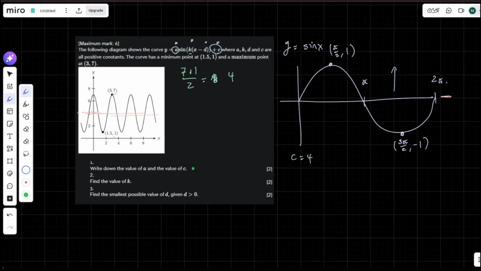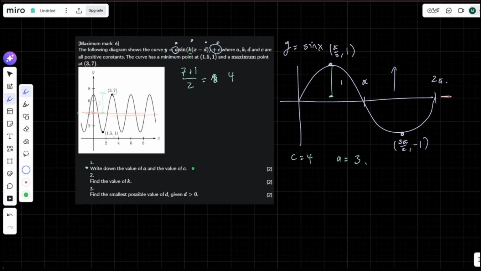The other value, which is also not too difficult to find, is just going to be controlling how scaled up we are. If we look at how that scale has changed vertically, we can see that the distance between our midline and our maximum point is 3, whereas over here that distance is just 1. So how much have we increased by? Well, we've multiplied by a value of 3, which means a is going to be 3. So those first 2 components are relatively straightforward to find, and that's part of the reason why the question is asking us to find these values first.